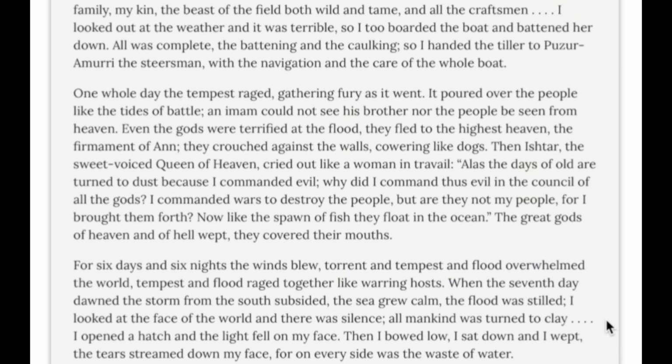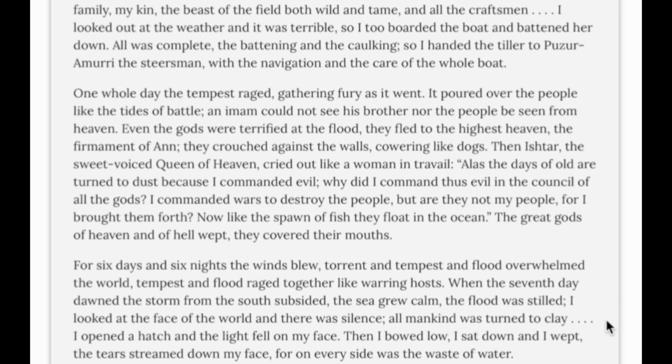Really good. Let's see, there might be some vocab here. The word travail, do you see that in that paragraph? Ishtar, the sweet-voiced queen of heaven, cried out like a woman in travail. I'll bet from the context you could figure out what that word means. What do you think that means? It's like great distress. Yeah, great distress, and that's probably the definition. Look it up real quick just to double-check.